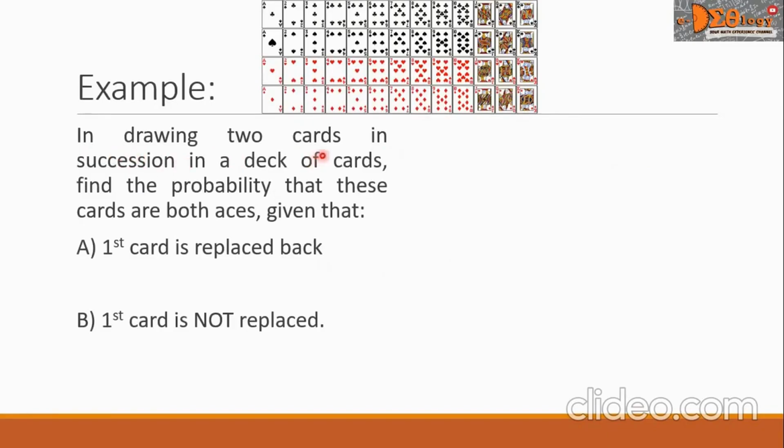In drawing two cards in succession in a deck of cards, find the probability that these cards are both aces, given that, letter A, the first card is replaced back. Letter B, the first card is not replaced. First, let us write our formula here. The P of A and B equals P of A times P of B.